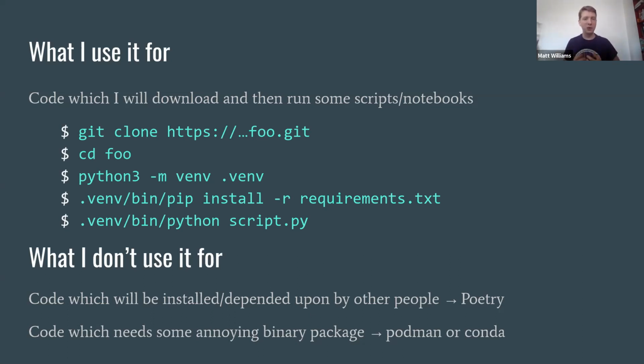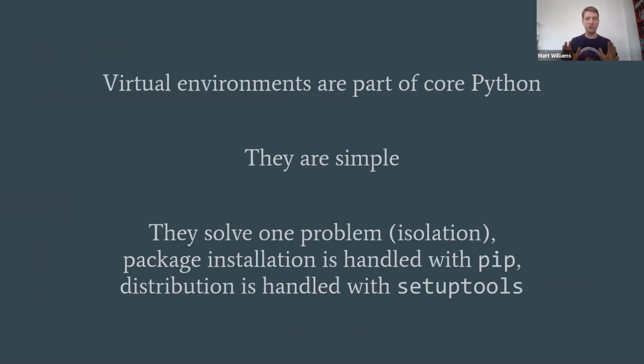If I'm in a situation where I want to be creating libraries that can be installed by other people, that's when I might use Poetry. Or if I'm dealing with things which aren't just Python dependencies, which are some funny binary dependency, then I might go to something like Podman or Conda in those situations. But there's definitely a really large niche where venvs keep it simple, they're understood, they're common, and everything keeps on working. So just to summarize the main points about venvs as I see them.